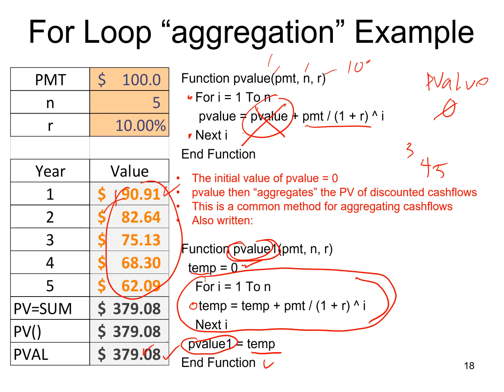Then it's going to set I equal to 2. Then it's going to set p-value equal to 82. It's going to replace the 90. So if I actually ran this program without this p-value being repeated, the function will simply return the last value of 62, not the summation of the 5 values.